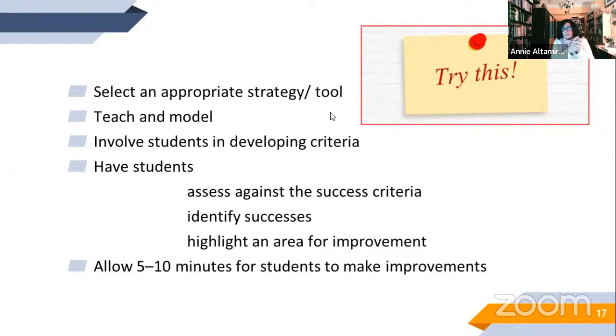Sometimes we do have a set of success criteria in the book, but then as a teacher, you can also have your own agenda and decide that besides that, you also want to have these learning intentions and these success criteria for this particular group of students. So have them assess their work against the success criteria and identify where they have been successful. Highlight areas of improvement and allow time for making these improvements.